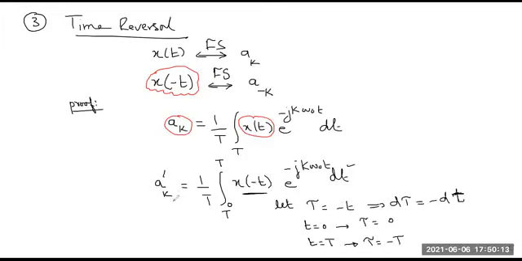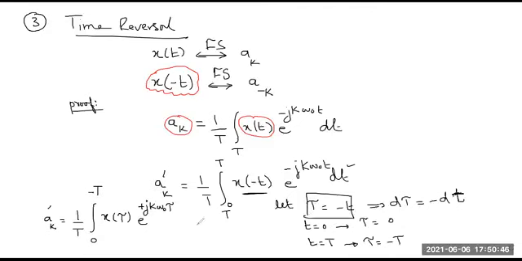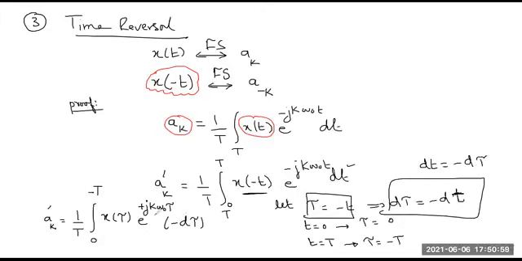So let me change the variable. We get the Fourier coefficient a sub k dash is equal to 1 over T, and now the lower limit is 0 and the upper limit is minus T. We have x of tau, then e to the power minus j k omega naught, and this has become plus because of this, and then we have minus d tau, because you can say dt is equal to minus d tau. Now I can remove this minus sign by swapping the lower limit and the upper limit.